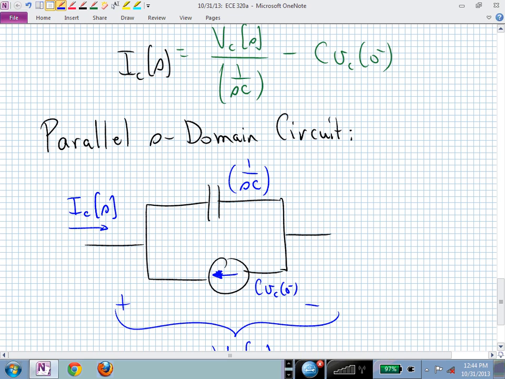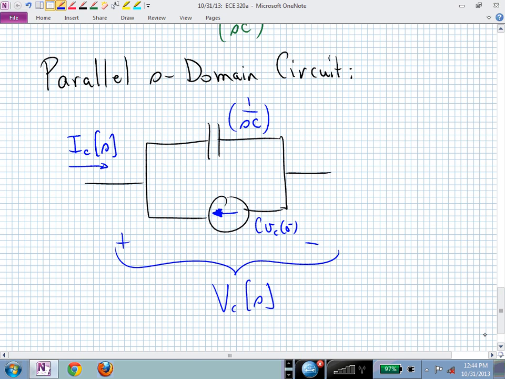Are we okay with that? And this is the schematic that you would use in the S domain if you were writing what kind of equations? KCL, or node voltage equations. If you were applying KCL throughout your circuit, you would probably want to be plopping this schematic into your circuit where the capacitor was.